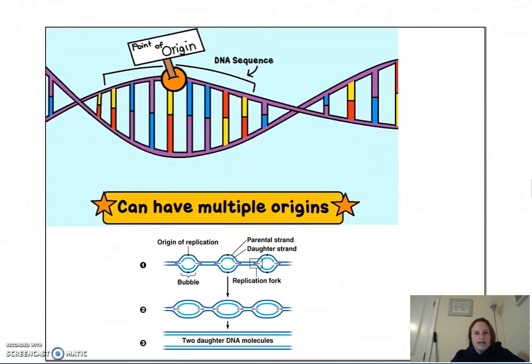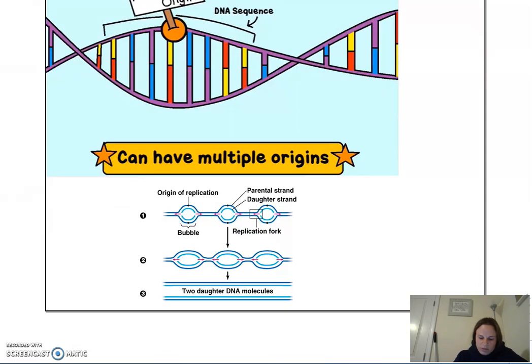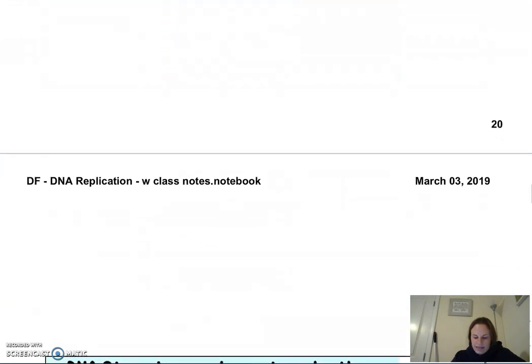So once again, I said that DNA in eukaryotes can have multiple origins. In other words, you can have multiple bubbles, so to speak, where you've got many replication forks all going on at the same time.